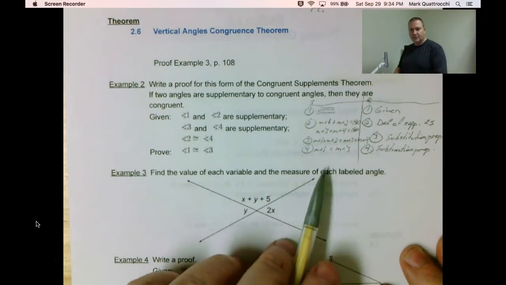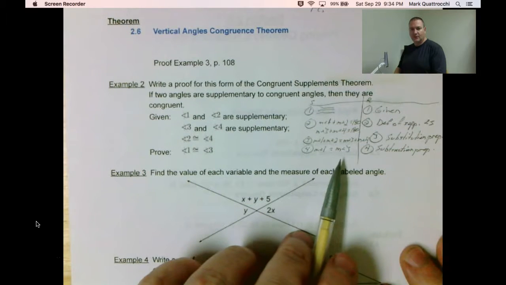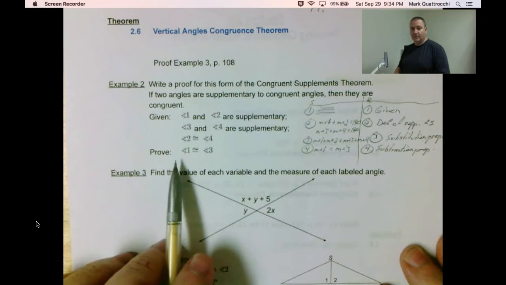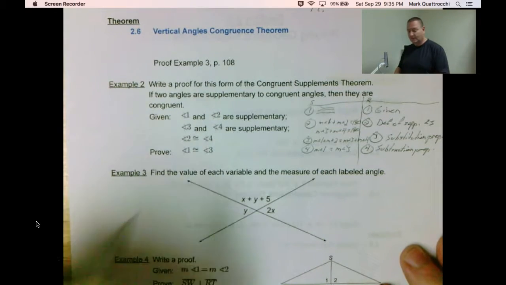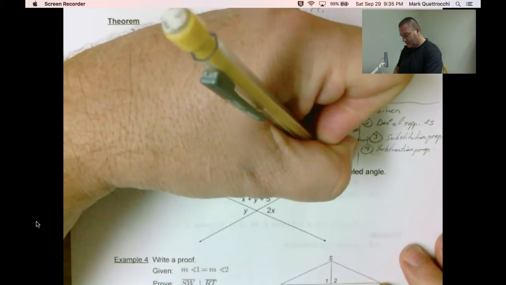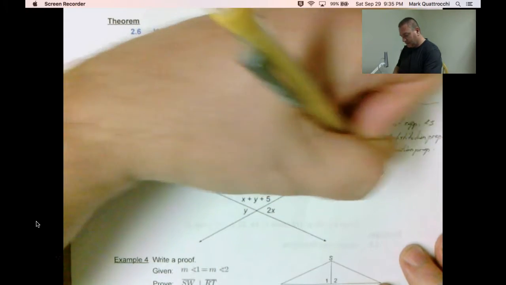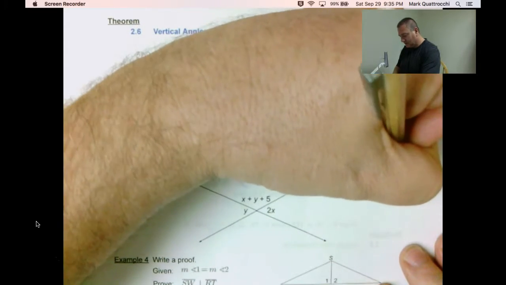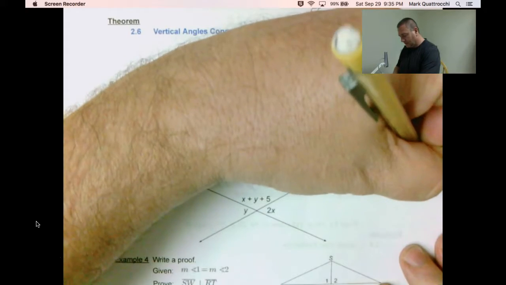Now, a lot of students stop here, saying this is what I wanted to prove. It's close. It's not exactly what we wanted to prove, though. We want to prove that angle 1 is congruent to angle 3. So our final statement: angle 1 congruent to angle 3. How do we know that? We know the definition of congruent angles.